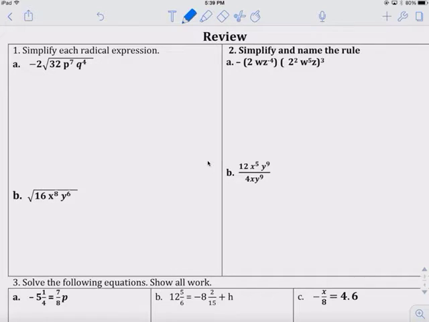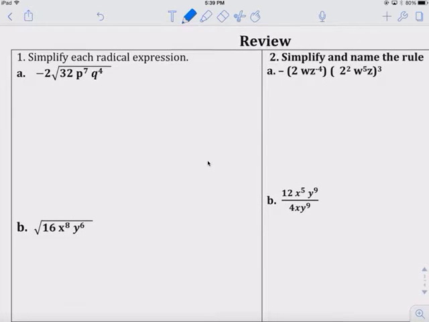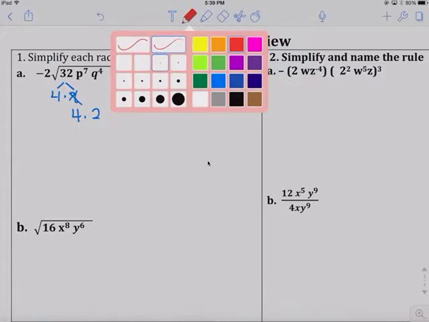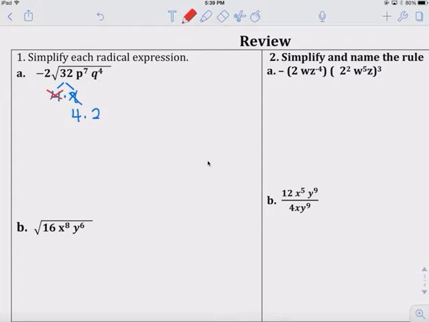Okay, simplifying radical expressions. Now, if you know how to do it the shortcut way, you can. Those of you who know how to do the 4 times 8, you can do 4 times 8, then do the perfect square, then do 4 times 2 and do the perfect square. That's fine. But if you don't, you can also factor it down, and then times it by the -2. Don't forget the -2. 2 times 2, and this is also 2 times 2. You factor it down, and then you rewrite it.